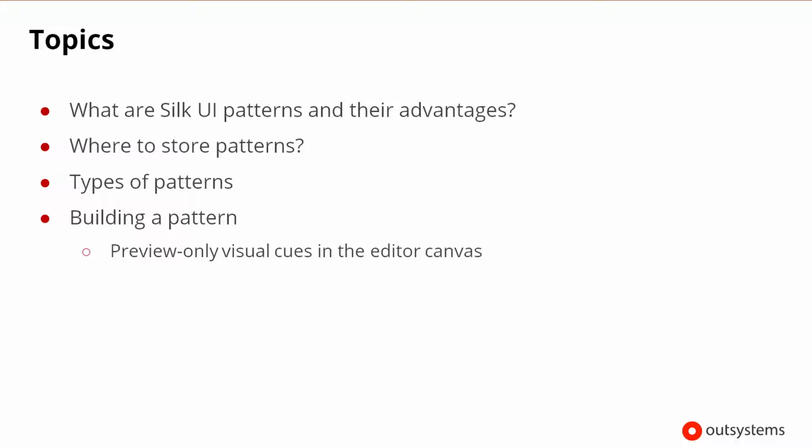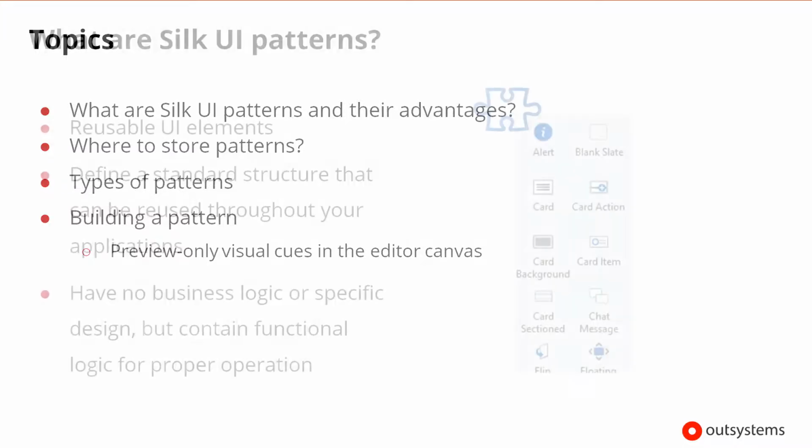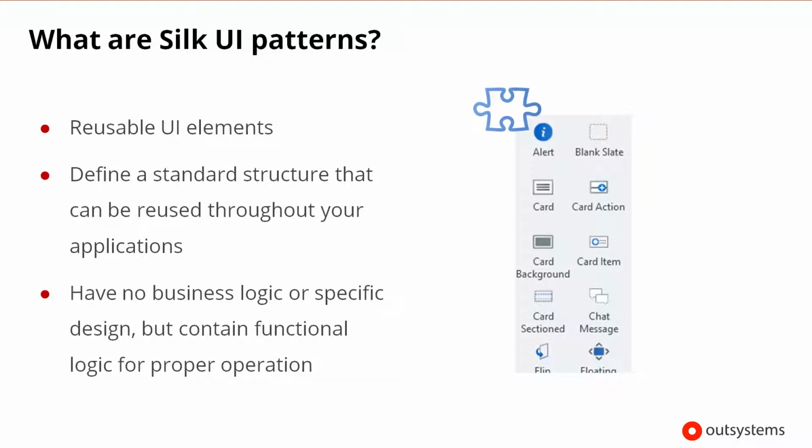introduction to the different ways that we can build a new pattern. Finally, we'll cover some preview-only cues that can be used in the editor canvas inside of Service Studio that will help you design new patterns. SilkUI patterns are reusable UI elements typically implemented in OutSystems using blocks. These UI patterns have a standard structure that addresses common application use cases and can be reused throughout any application by simply dragging and dropping them to your canvas.